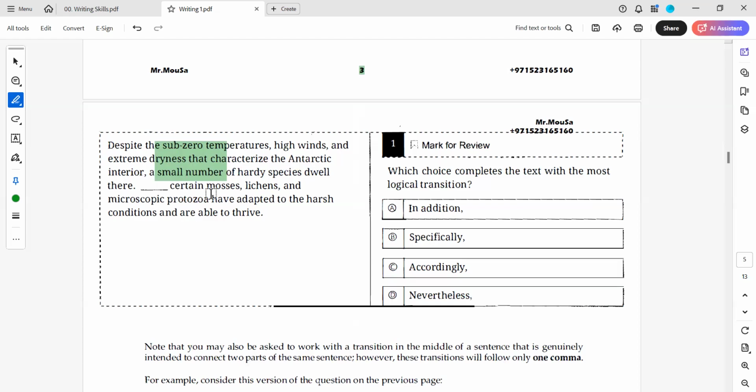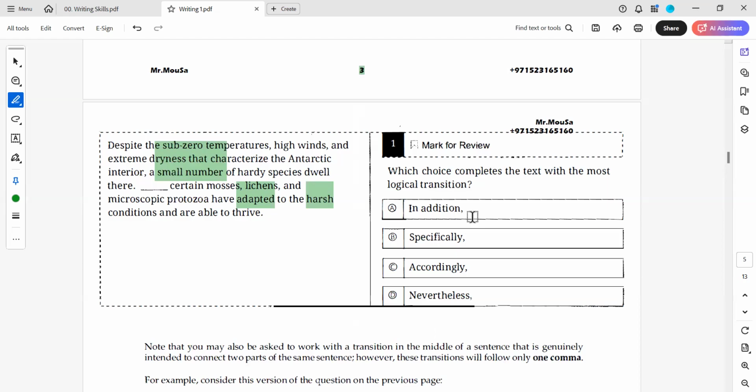Okay, what do we have in the containing sentence? They're talking about the mosses and lichens, and they adapt to the harsh conditions. So what could be the relationship between these two ideas? Is it continue, contrast, or cause and effect? Here they mentioned some species that were able to adapt to that harsh environment. So the relationship here could be continue? Yes, good job. Perfect. Here it's continue. So in that case, we need a continuer.